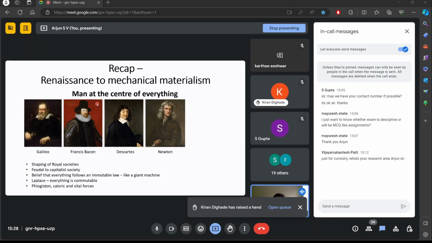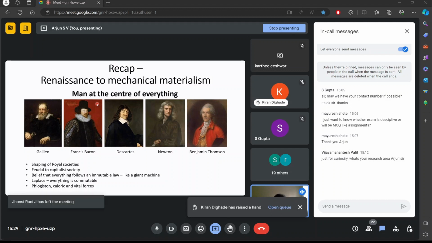But one major problem that Isaac Newton's materialism generated is that everyone started believing that everything is a part of an immutable law, and the whole world acts like a very giant machine where everything follows a certain rule. Therefore, the materialism that Isaac Newton proposed was called mechanical materialism. This was also followed by Laplace's statements, which said that everything is computable.